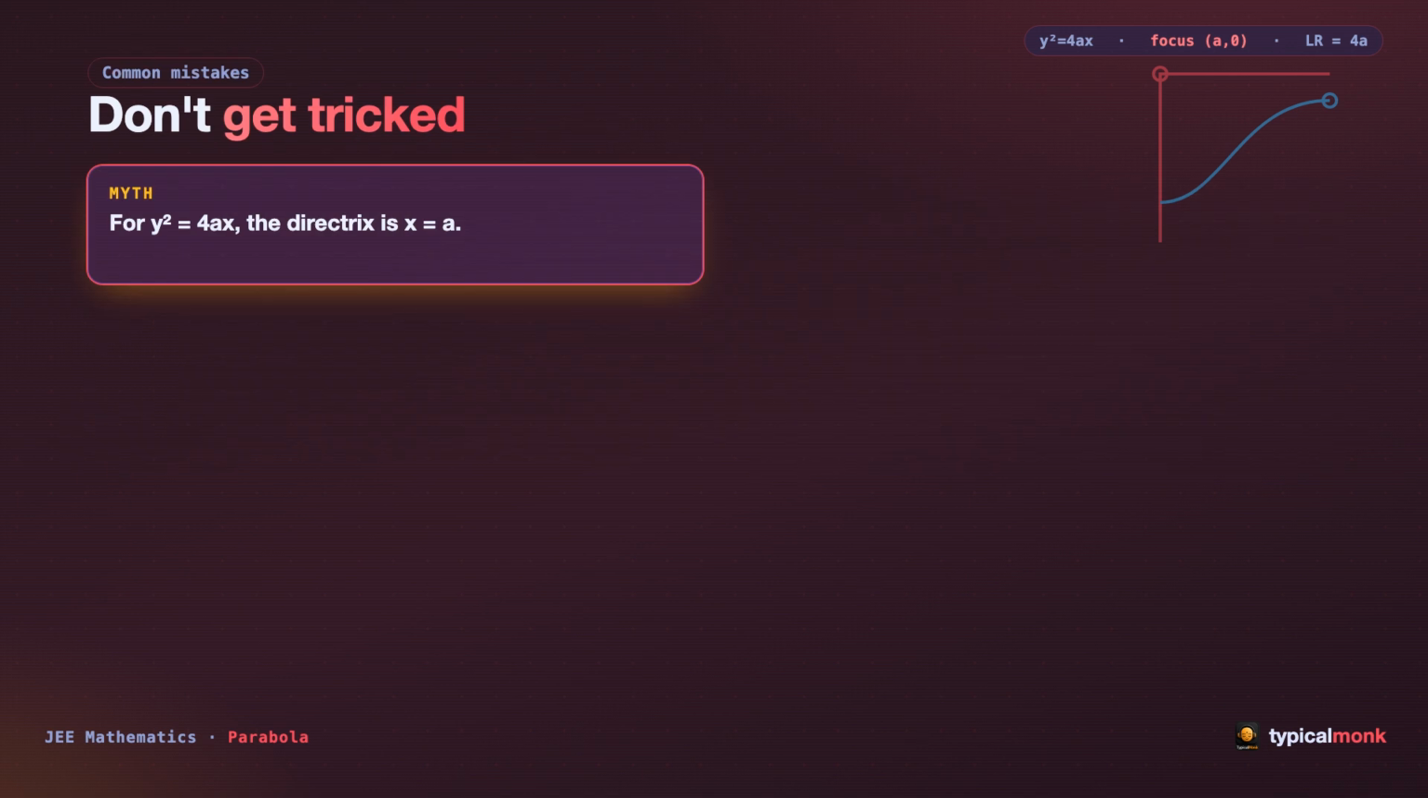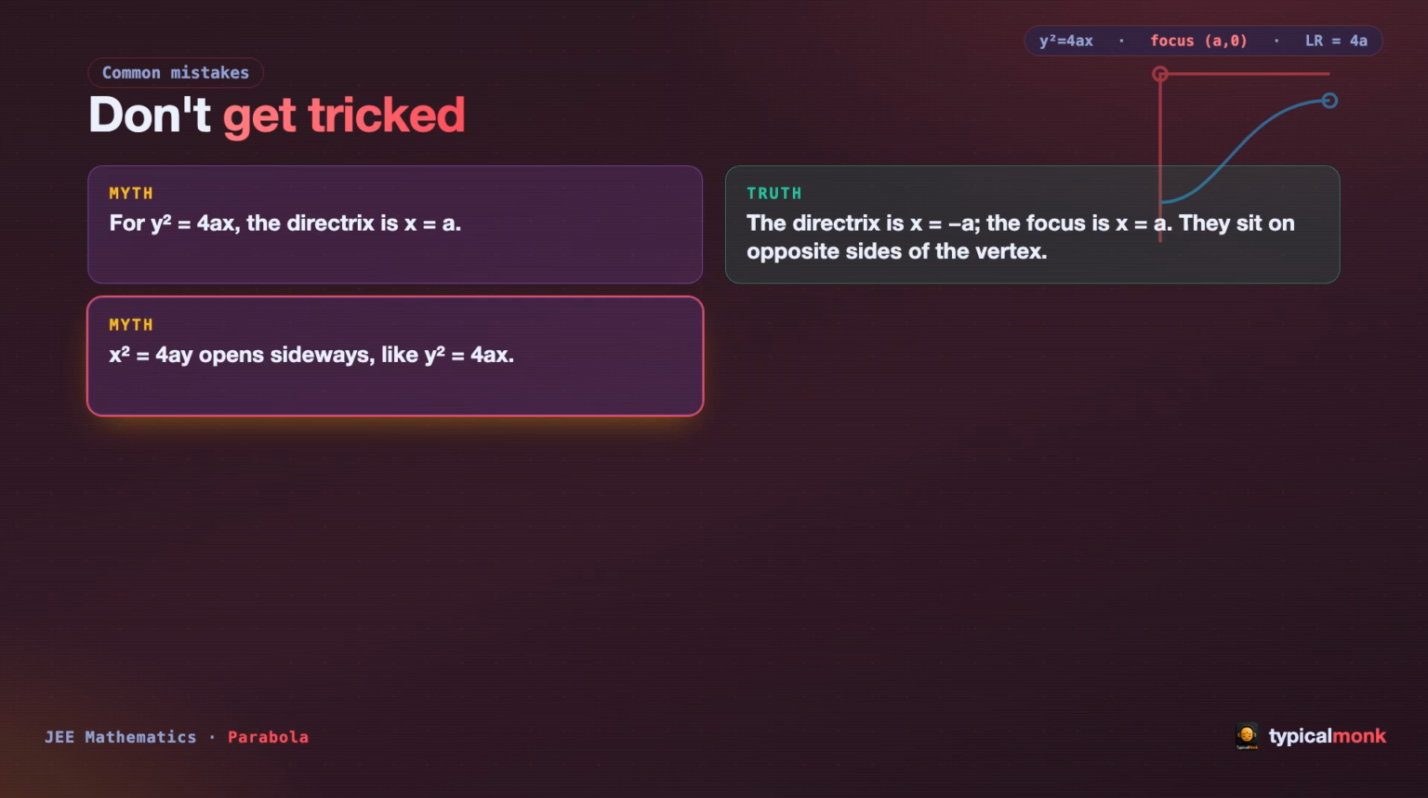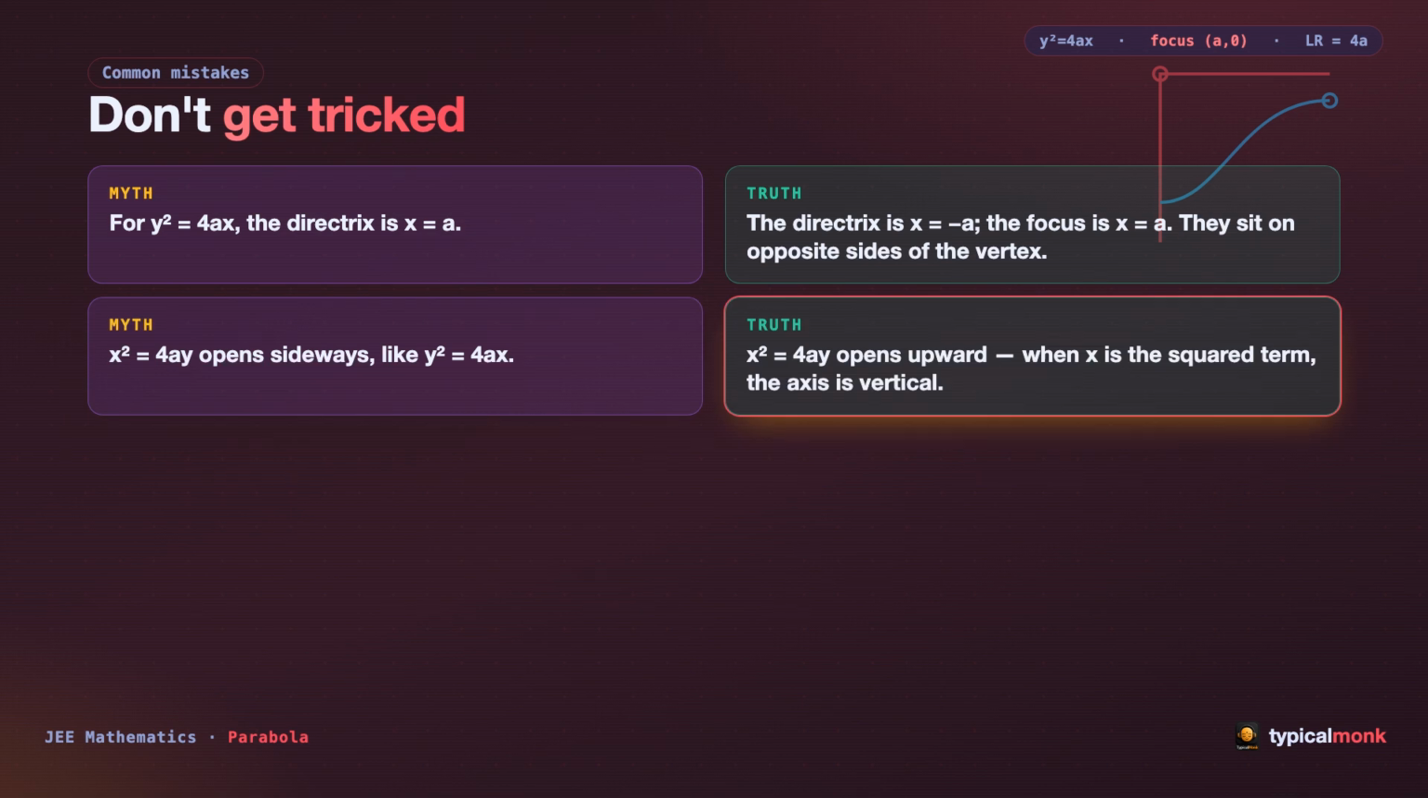Now the 2 mistakes that quietly cost marks. The myth, for y squared equals 4ax, the directrix is x equals a. The truth, the directrix is x equals minus a. The focus is x equals a. They sit on opposite sides of the vertex. Now second myth, x squared equals 4y opens sideways, like y squared equals 4x. The truth, x squared equals 4y opens upward. When x is the squared term, the axis is vertical.